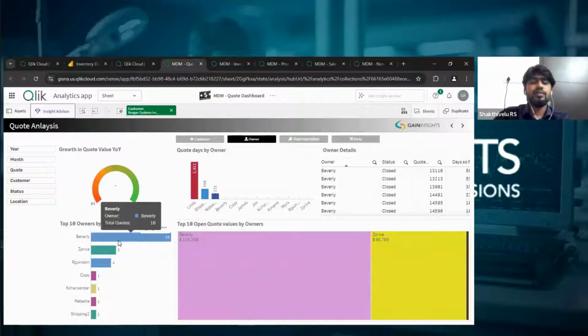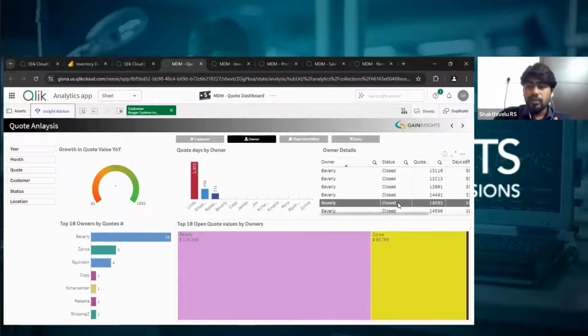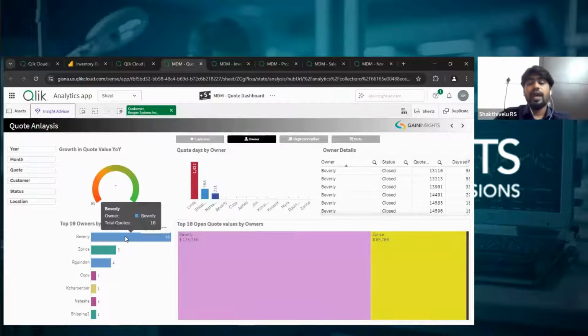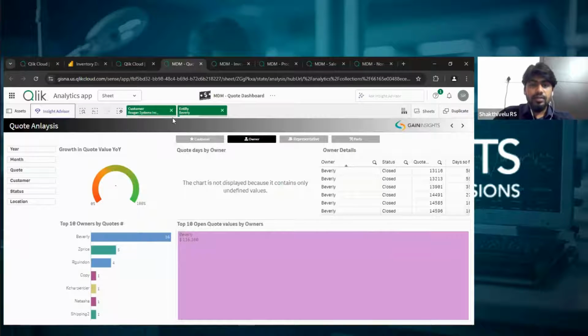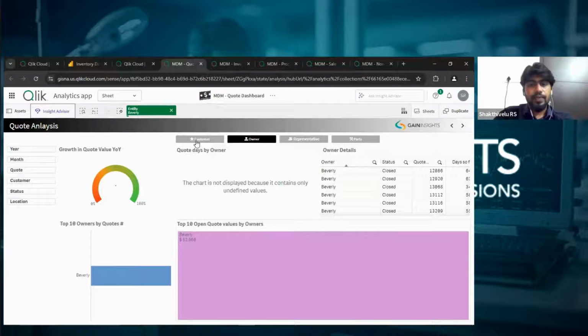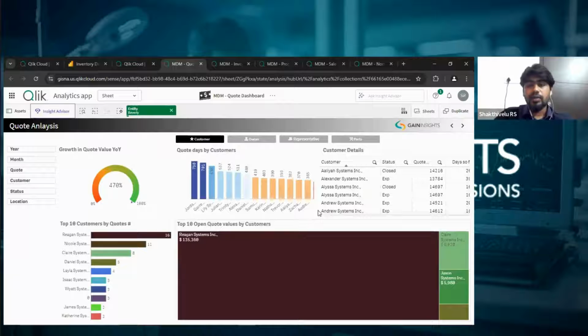I see Beverly with 16 quotes and most of them being closed. If I had to check their track record in order to evaluate if he or she is the right person for the job, I would select this. Okay, let me just deselect the customer, move the selection back to customer and look at their track record, how much they have won, what their days are, is it expired or closed or won.